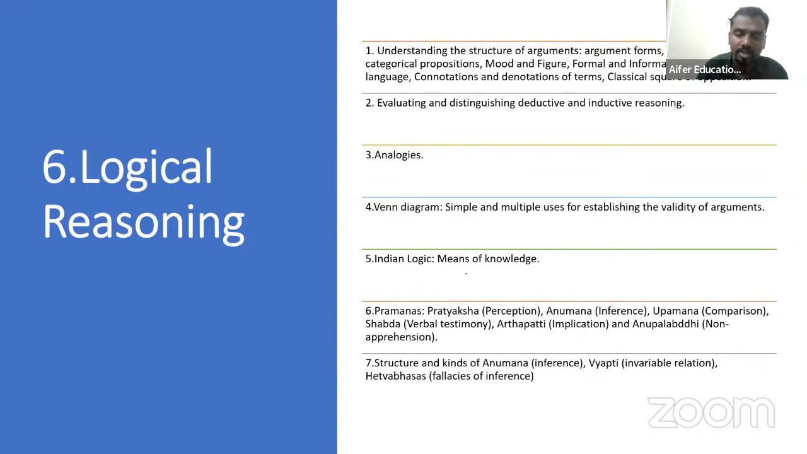Okay, logical reasoning. So I will say which are the areas you have to focus on. You have to study the categorical propositions. You have to study the classical square of opposition. I hope you know about categorical proposition and classical square of opposition. Both of them are related in one way or the other, because a proposition is any statement. Categorical propositions are those statements divided into different categories, and the classical square of opposition is a square showing the relationship between different categorical propositions.